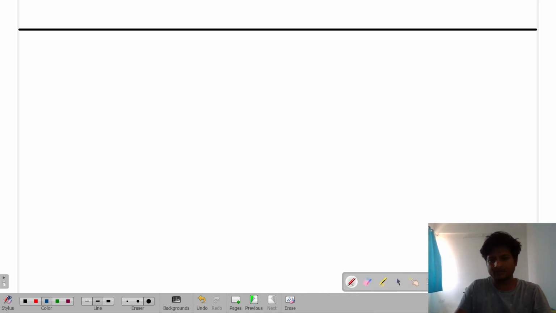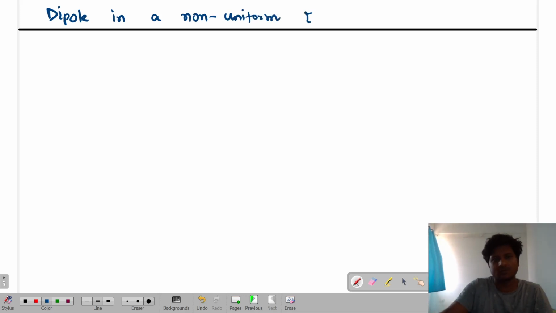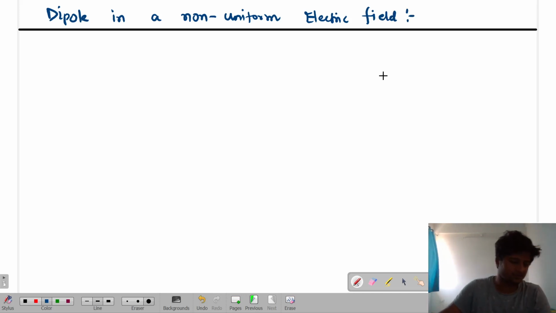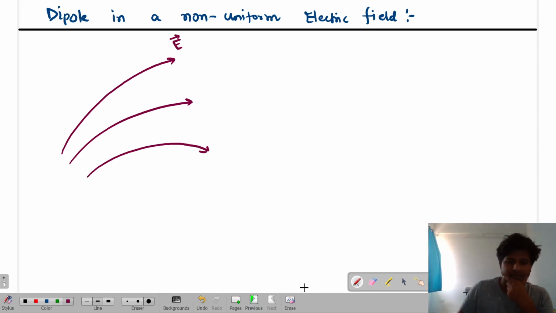So give the heading: dipole in a non-uniform electric field. Is that clear? So let's suppose I consider a non-uniform electric field, that means electric field lines will not be parallel, isn't it? So this is my electric field and it is non-uniform. Are you able to get me? And I placed some dipole over here.